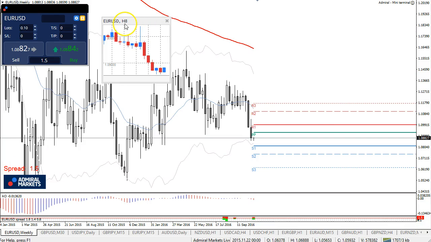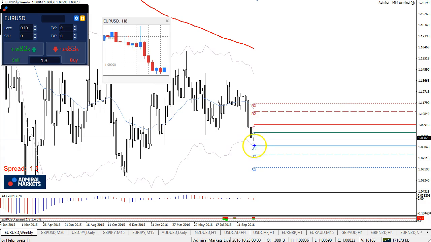The H8, the 8-hourly mini chart here, that's part of the MT4 Supreme edition that Admiral Markets offers with 100 plus extra features. One of those extra features is the mini charts. And you can see that we have a bit of a bullish candle already here and building another one. So this could be a bouncing spot as we speak.